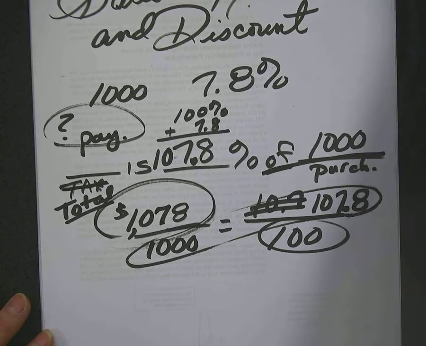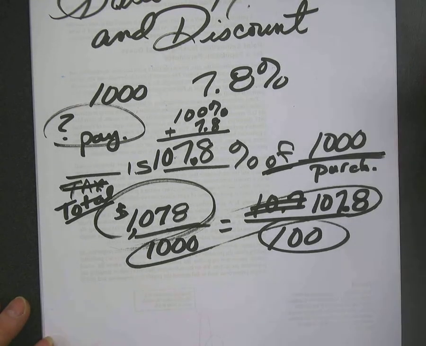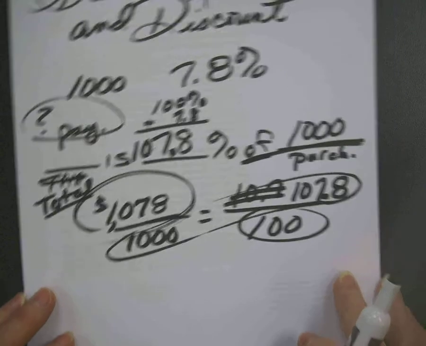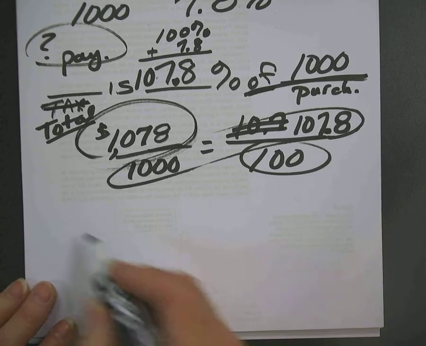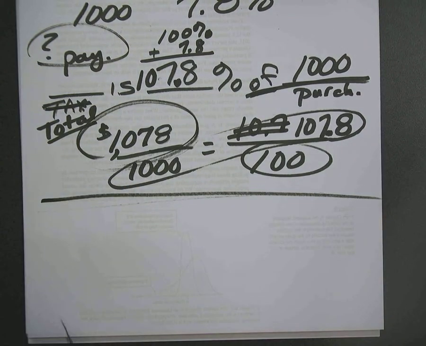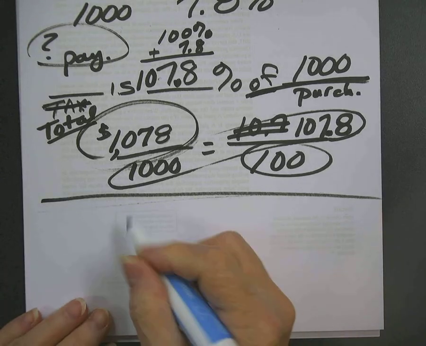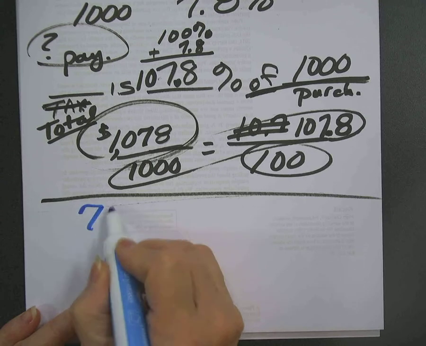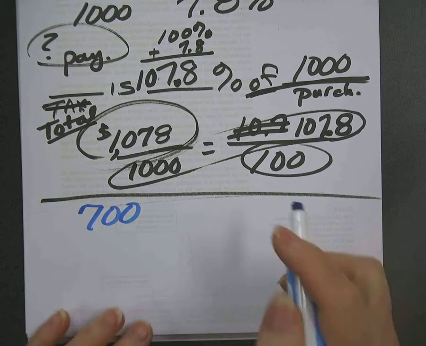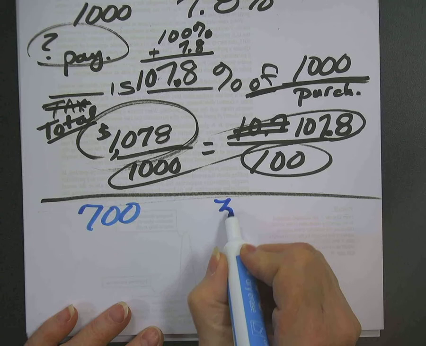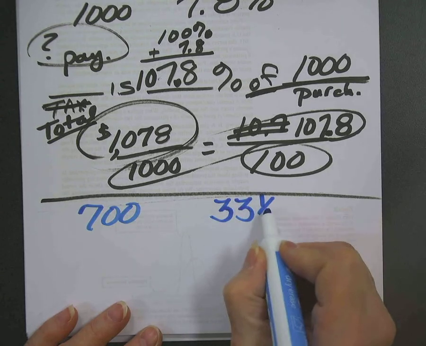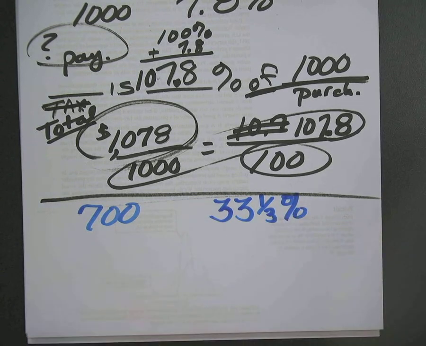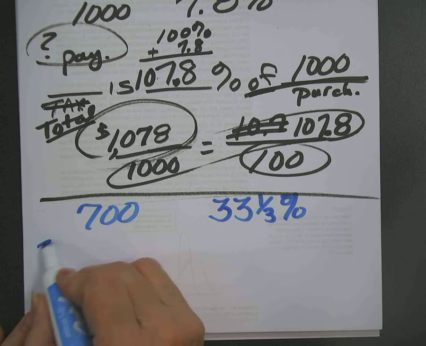Okay, let's do another sales tax one. What if it's a fraction or something like that? Let's say that you're buying a $700 purchase. The tax is super high, 13 1/3%. So how much would you pay?